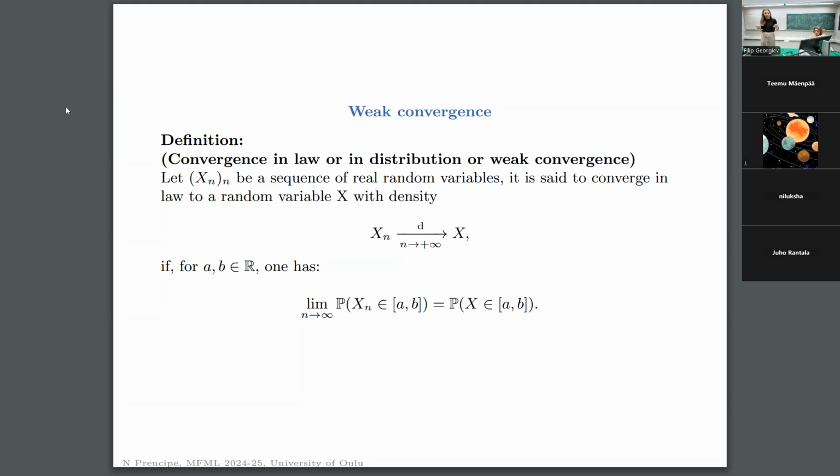If, given an interval AB, the probability that xn falls in the interval AB tends to the probability of the limit falling in AB. It's not a classic limit, it's a limit using the probability. So the behavior, if you want, of the elements of the sequence xn behaves like the limit for n that tends to infinity.